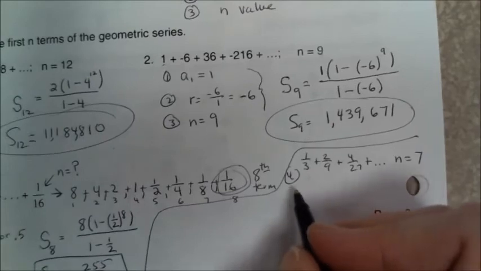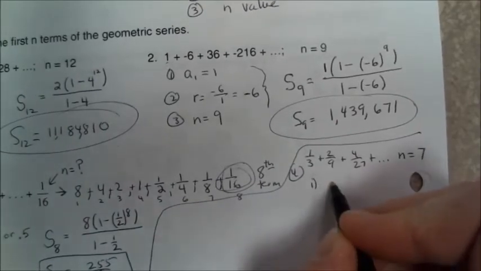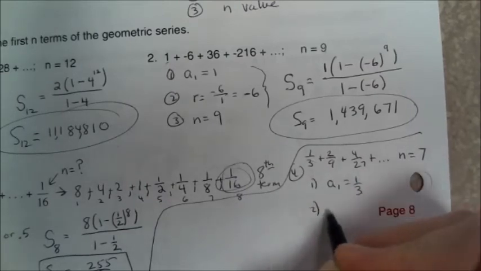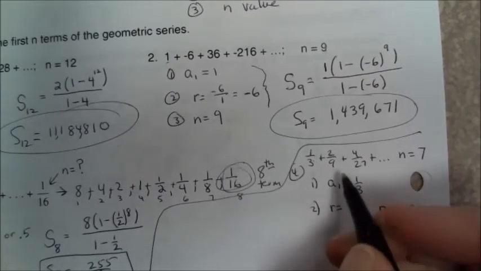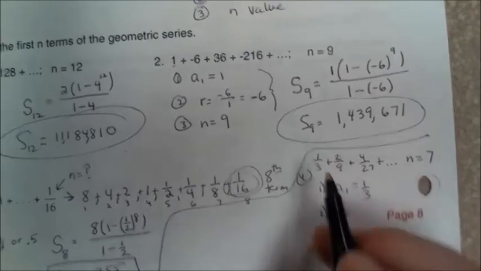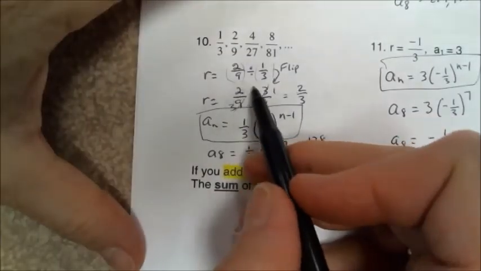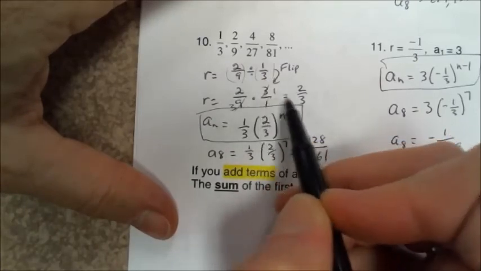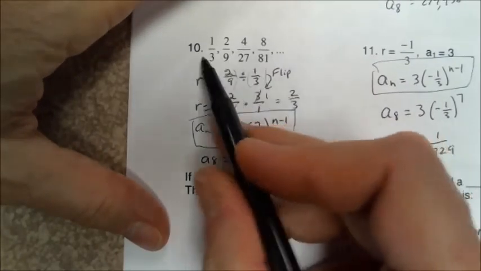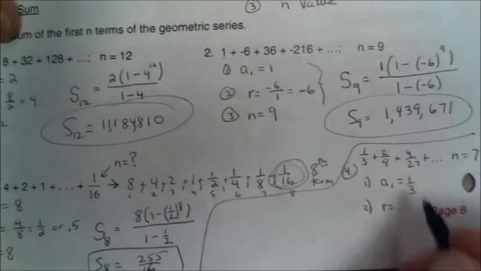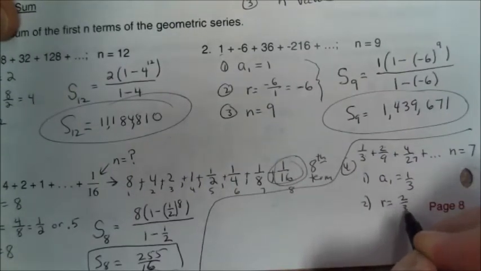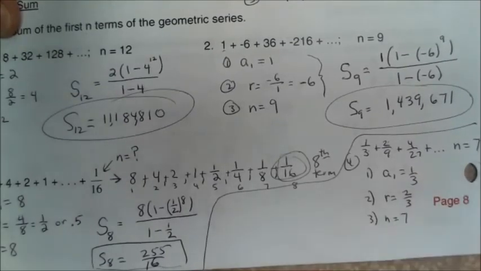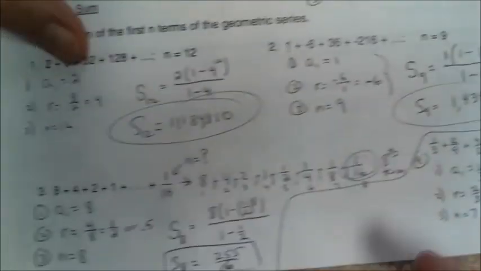So the first thing we want to know is the first term. A1 is 1/3. The second thing we want to know is what R is. R is 2/9 divided by 1/3. Well, we've already done that up here, so let's not do that again. 2/9 divided by 1/3. You flip the 1/3 upside down. So the R value here, because this is the same example as before, is 2/3. And the third thing we need to know is n, and n is equal to 7. So we have everything we need.